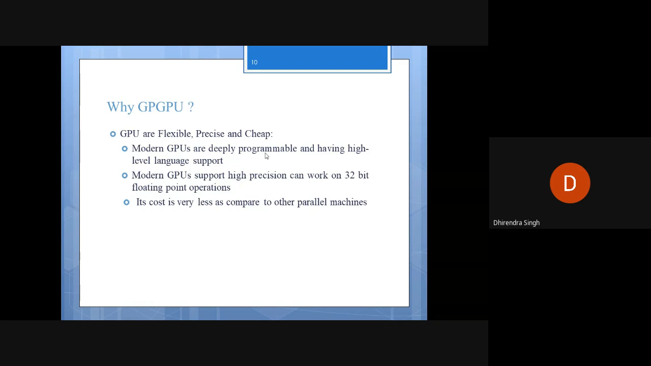Okay, and one of the important factors over here is that its cost is very low as compared to other parallel machines. If you go with the concept of cluster computing, you will have so many computers, you have to purchase so many workstations with similar properties and create a cluster, and that is going to be very costly as compared to our graphics card. You can get the best graphics card in a few lakhs, just 3 lakhs. You will get a graphics card which has 4,000 to 5,000 parallel cores inside it.